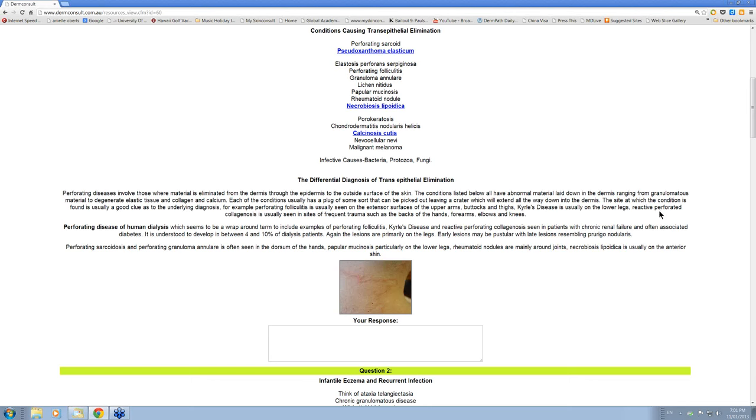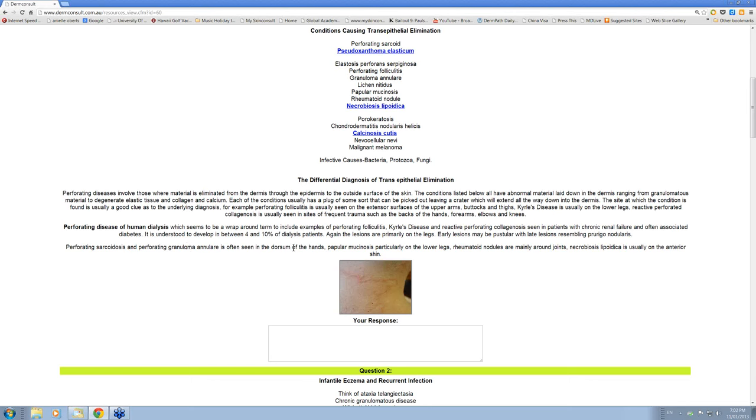Now, I've also said there that the site at which the condition is found can be a good clue to the underlying diagnosis. For example, perforating folliculitis that can be seen in some renal failure is usually seen in the extensor surfaces of the upper arms, the buttocks and the thighs. Kyrle's disease, usually on the lower legs. Reactive perforating keratosis, usually at sites frequented by trauma, such as the back of the hands, the forearms, elbows, and knees.